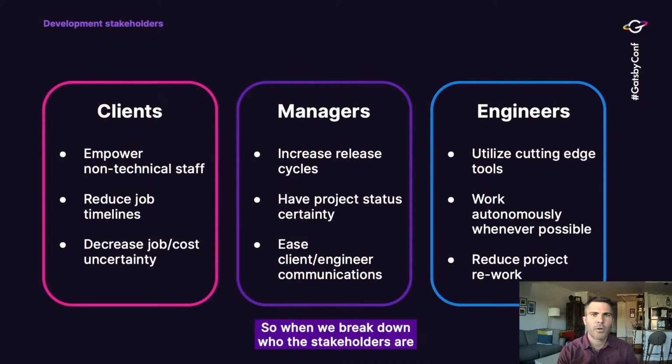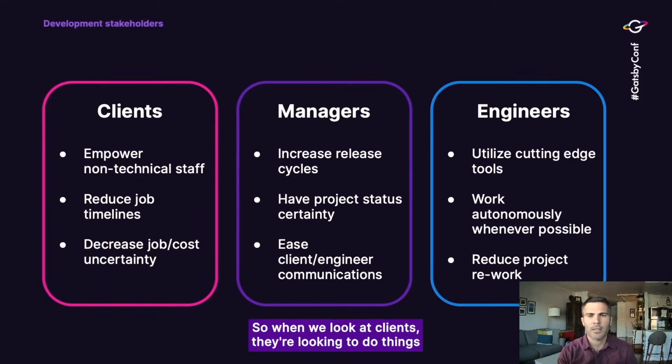So when we break down who the stakeholders are on any one of our projects, we come up with really three of them: clients, managers, and engineers. And really, regardless of whether you're building software for somebody or you're building it internally, these three stakeholders exist. So in our case, a client may be a third-party company that's paying us to build something. If you're building something internally, maybe that client is your marketing department or some other department that needs a feature to be built. But these really translate to any company type.